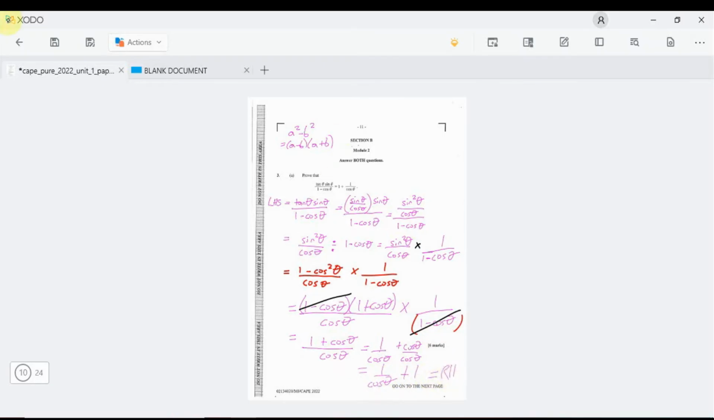I know, guys, I missed out the final step. You're supposed to write it back in this form to show it is 1 plus 1 over cos theta, but you do the right thing, right? Put the next step right there. But that was fun. That was very fun.